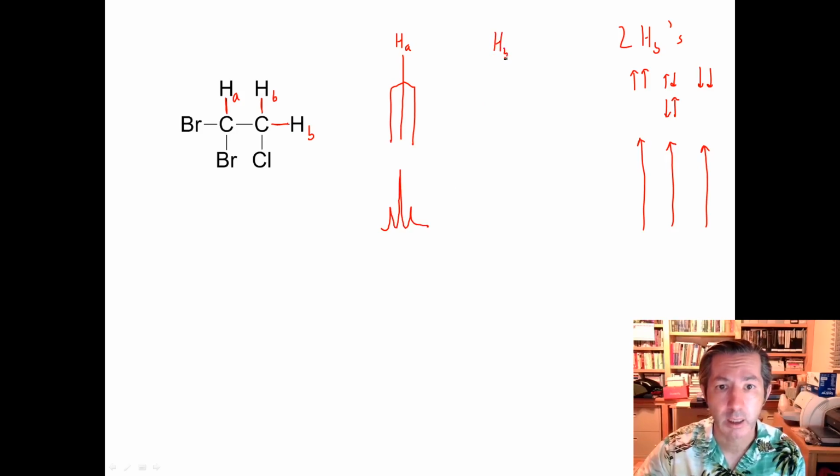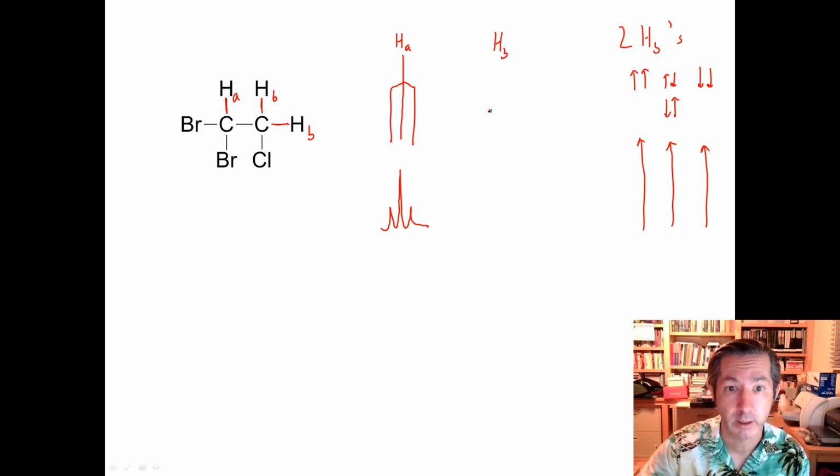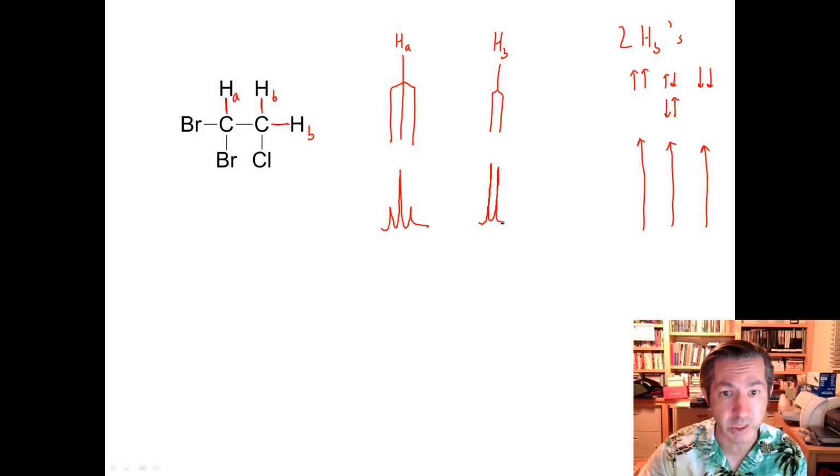HB only sees one neighbor. HB has one neighbor living on that other carbon. So we're still going to see a doublet. So here's what that splitting tells us. It tells us how many neighbors there are.